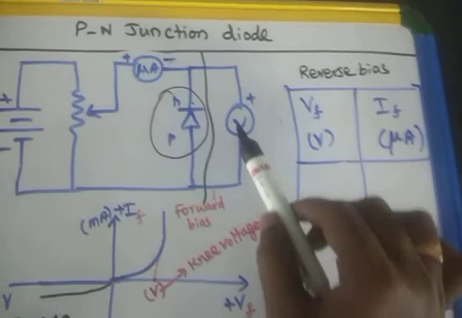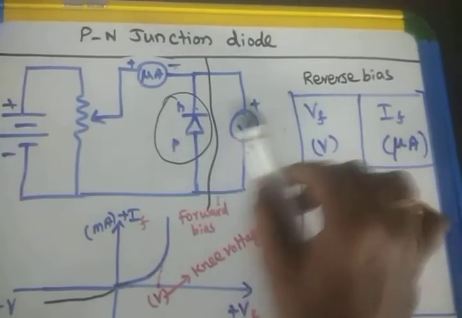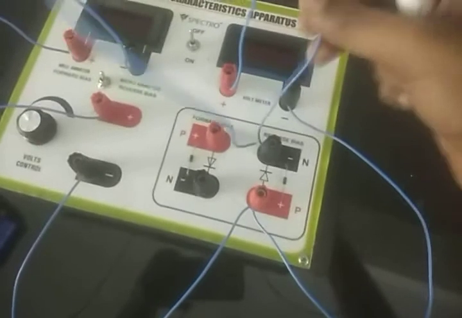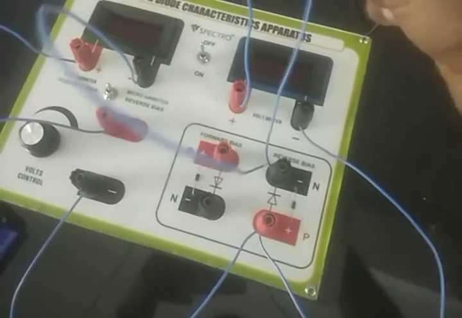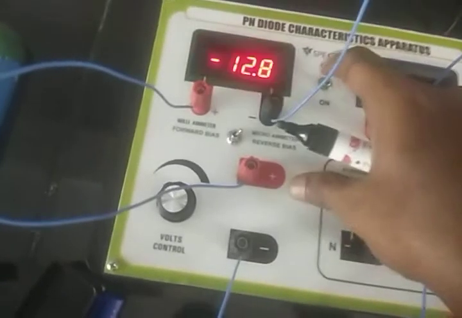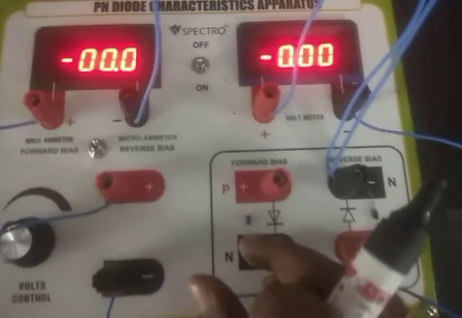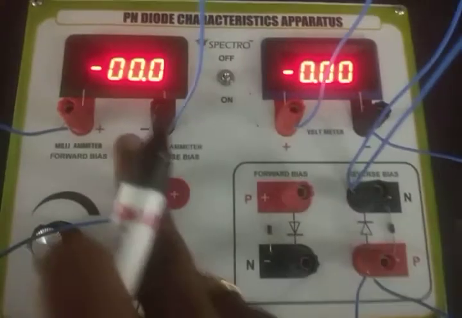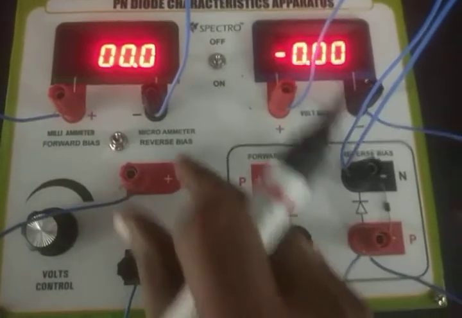So very simple, students. This N type of the diode is connected to positive of the voltmeter and P of the diode is connected to negative of the voltmeter. So when I switch on, what will happen? Now you are going to adjust the voltmeter reading and note down the microammeter reading.